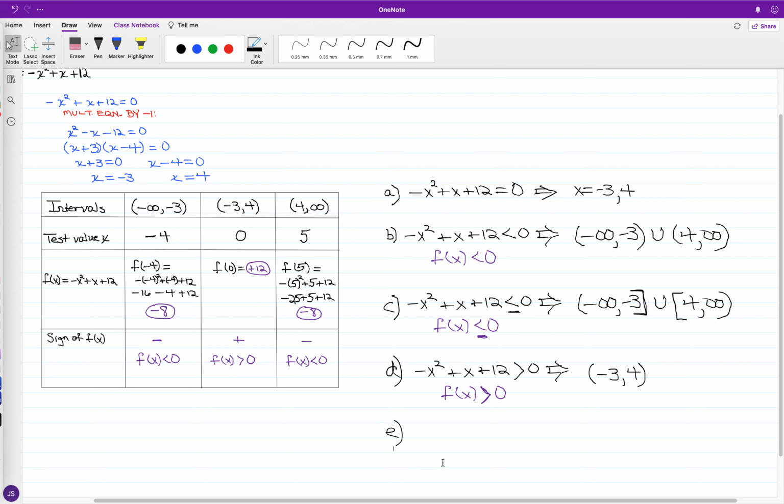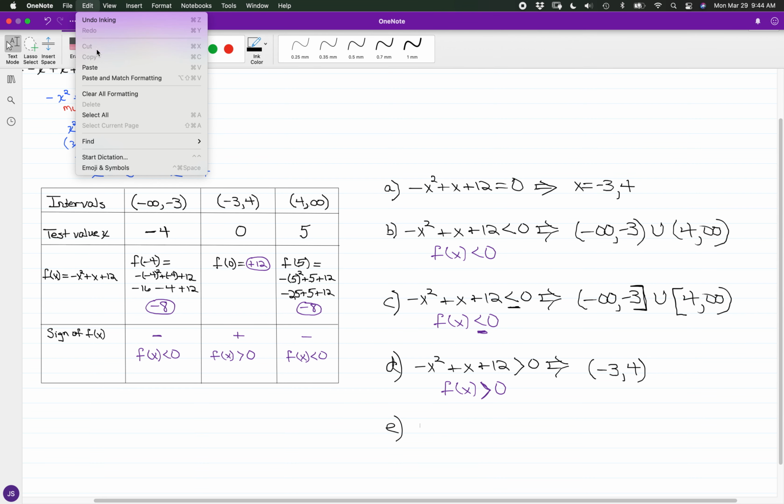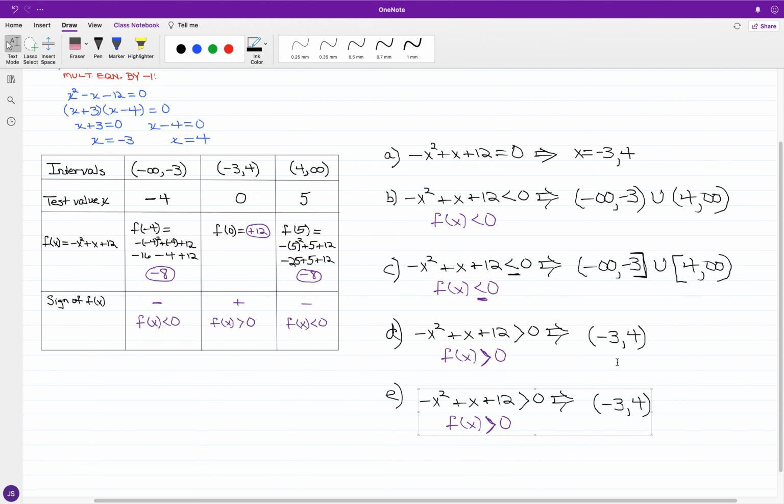Okay, and then we have for the remaining portion, whereupon we have negative x squared plus x plus 12 is greater than or equal to 0. Again, this will be the same direction as where we have f of x is greater than 0, so we're involving, once again, the limits of -3 and 4.